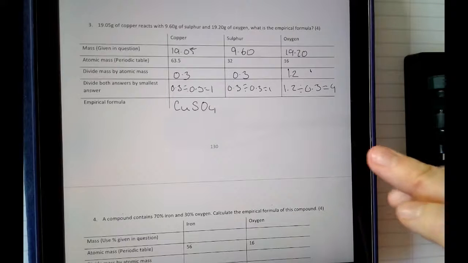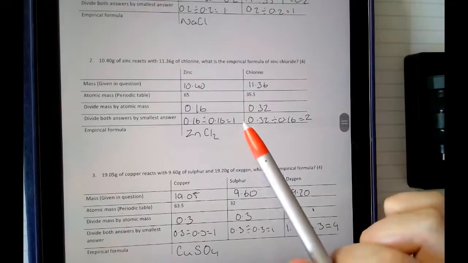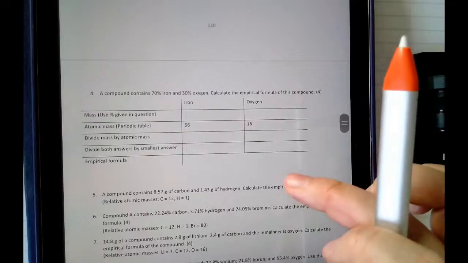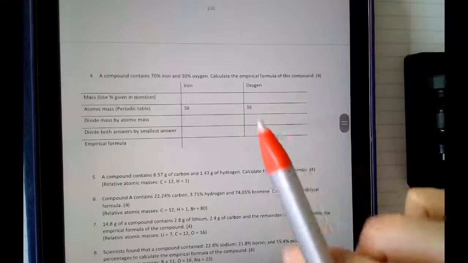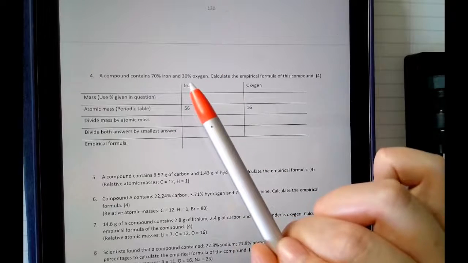Now, in all of the examples I've looked at previously, when I've divided across, I've ended up with nice whole numbers. So here, when I divided across, I got 1 and 2. And here, I got 1, 1, and 4. So it's always worked out nicely as whole numbers. But that might not always be the case. And in the following example, it won't be. So in the following example, I've got percentages instead of mass.